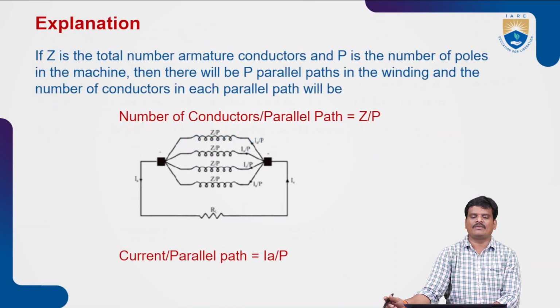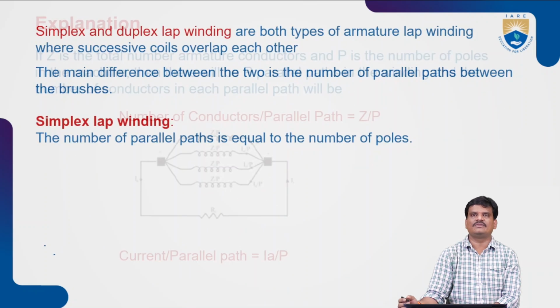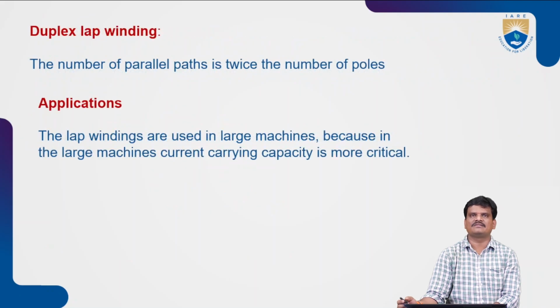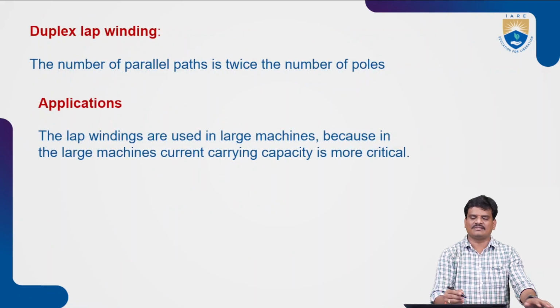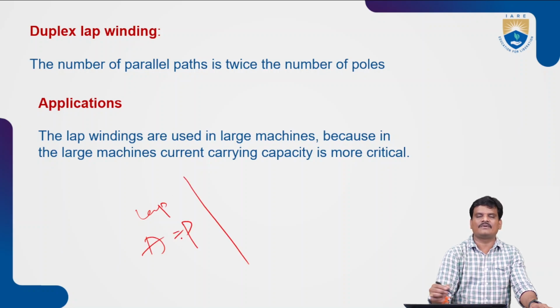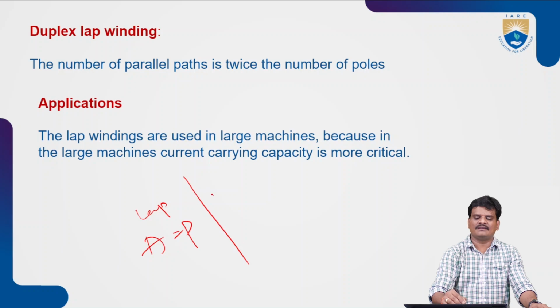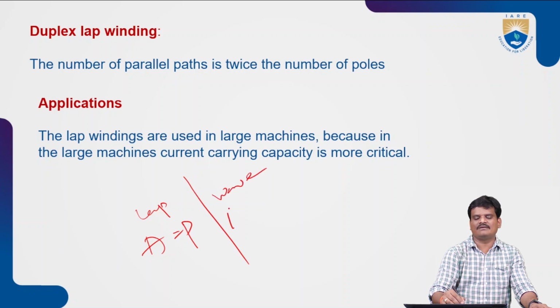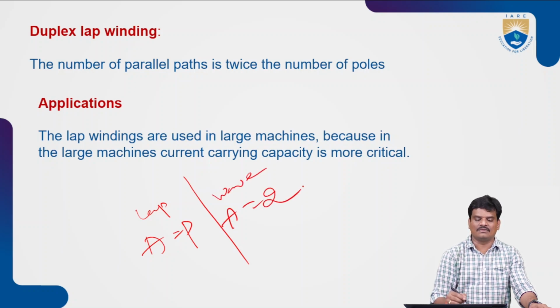So what are the different points we have discussed today? We have discussed the different types of lap windings and also the different types of wave windings. So what are the differences? In the case of a lap winding, the number of armature parallel paths will always be equal to the number of poles. In the case of a wave winding, the number of armature parallel paths will always be equal to 2.